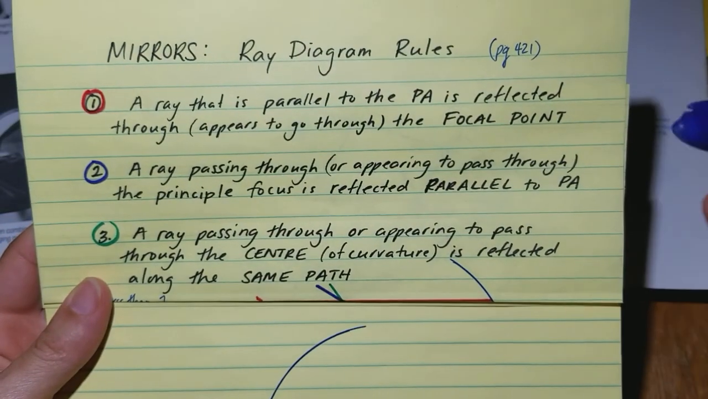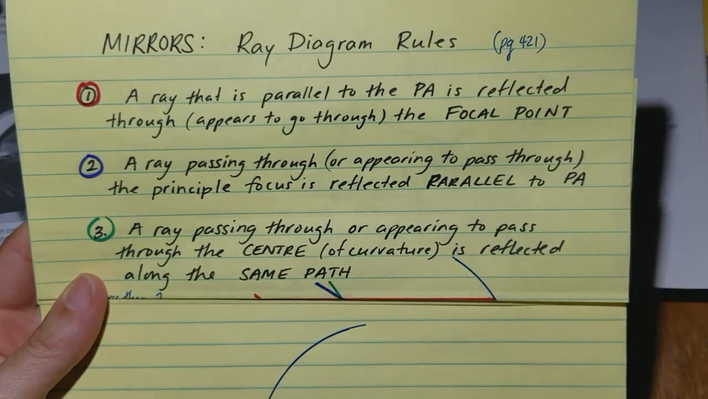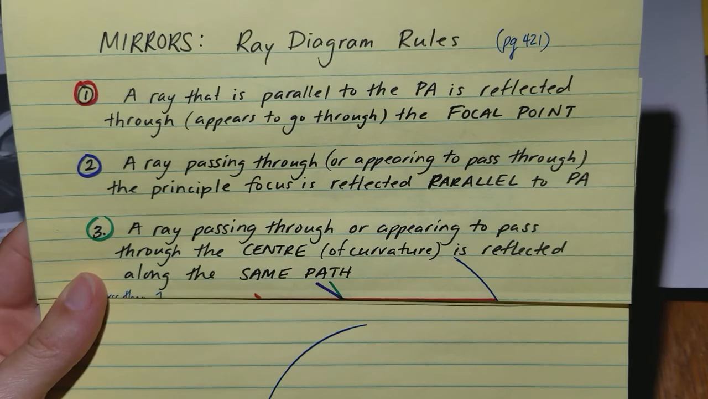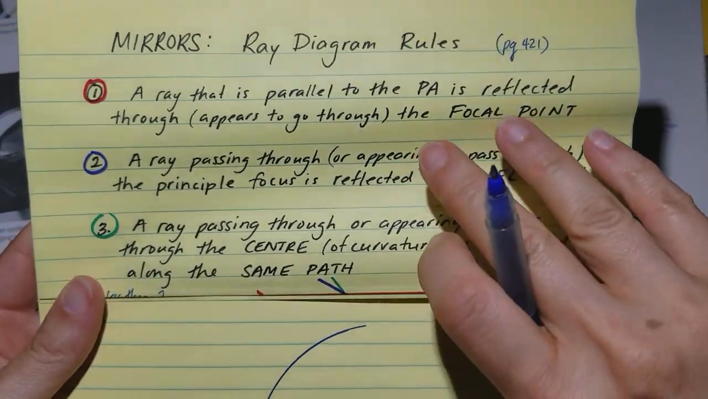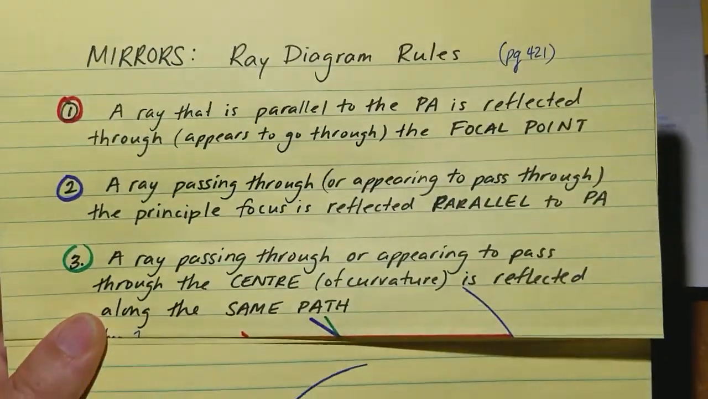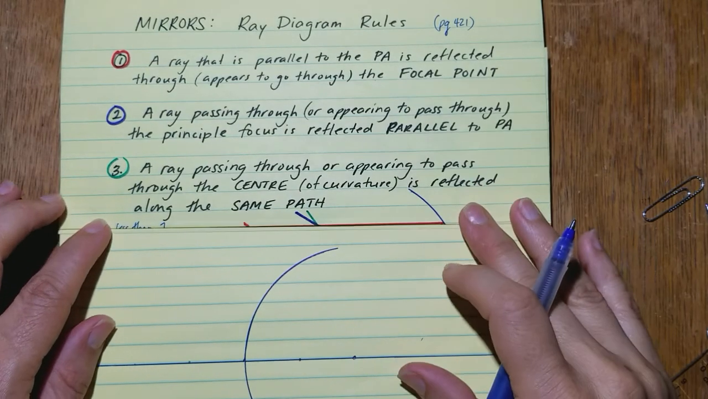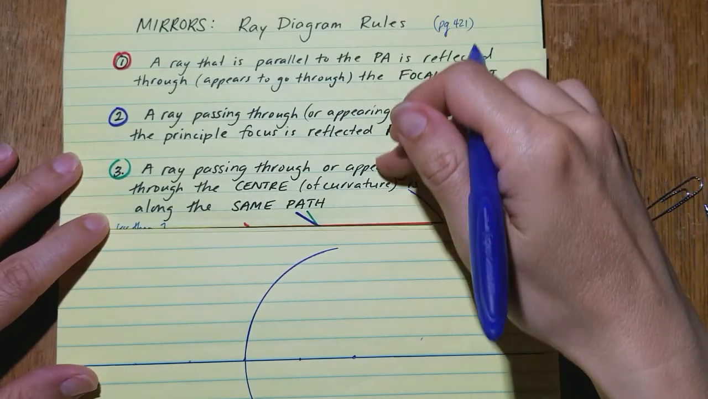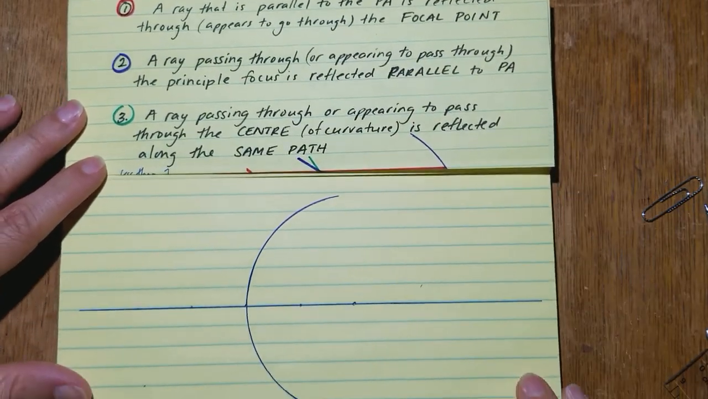Okay, so for the next one, I'm going to do the other type of mirror, the convex. All I've done is fold under my rules so I can look at the rules at the same time. So I set this one up again. I have my 3 rules. Like I said, I folded it underneath.